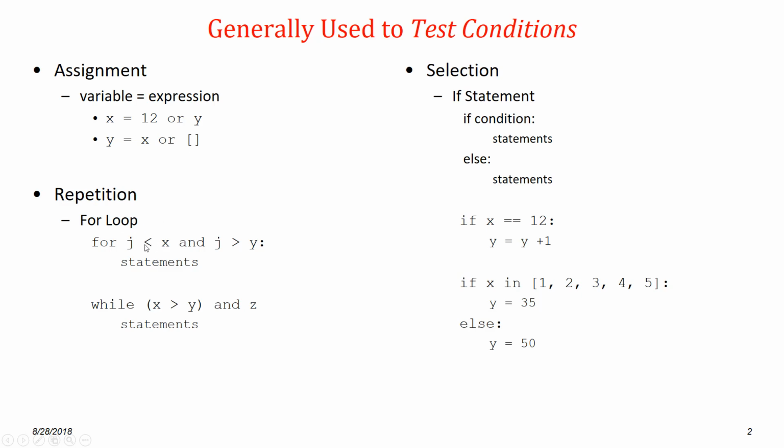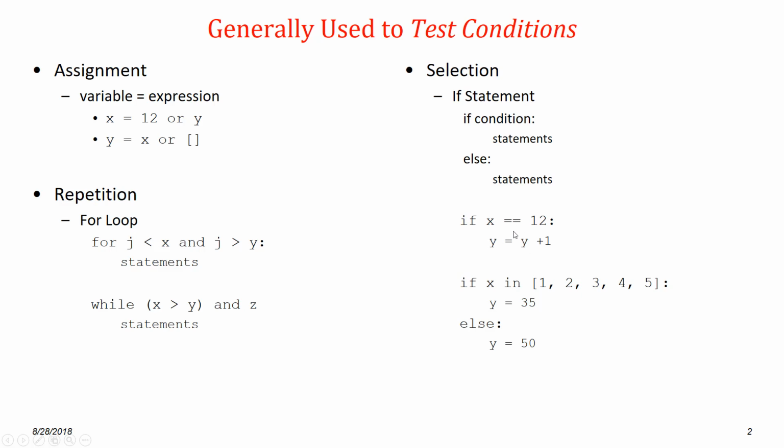From the repetition standpoint, we use conditions all the time to manage looping conditions. So, for loop, for j is less than x and j is greater than y, we have a series of statements. Similarly, we can use a while loop, while x is greater than y and z. So the evaluation structure here is what's of interest. And what's most commonly used in this context is the selection statements, in particular the if statement.